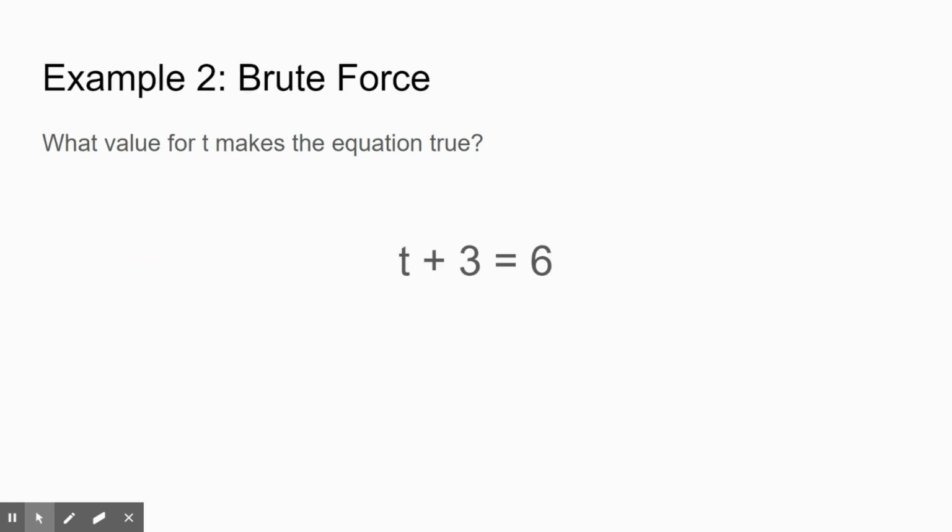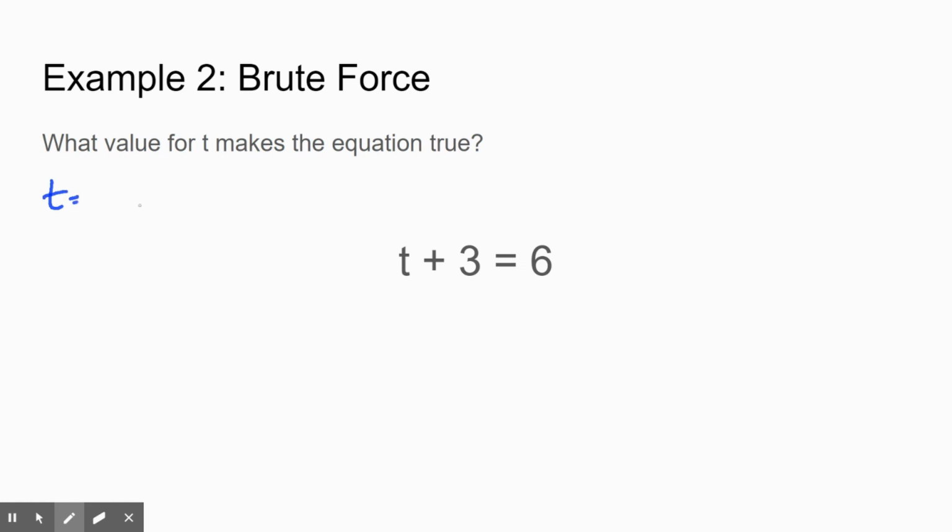So there is one more way to do this, and that is called the brute force method. You don't need to take notes on this if you don't want to, this specific example, but I just want to show you how this works. Let's say we don't know what t is equal to. It doesn't give us any options. We can just pick values for t and try them out and see if they work.